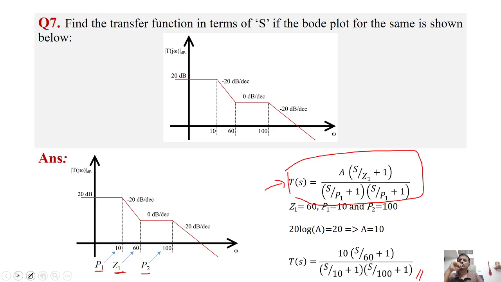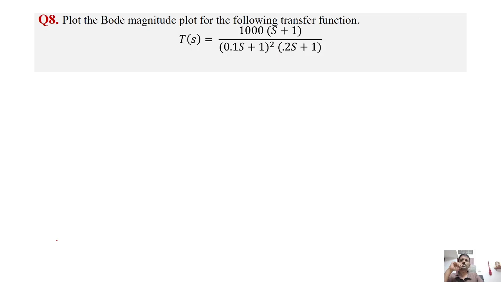So it's pretty much simple. I think you can do it again. I think it's clear. We'll go to the next question. The next question is to plot the Bode magnitude plot for the following transfer function. So here they have asked to draw the Bode plot. Okay, given transfer function is this, we need to draw the Bode plot.